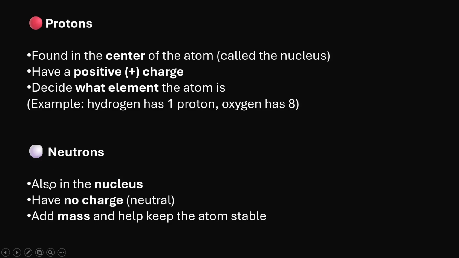Neutrons, also in the nucleus, have no charge, they are neutral, add mass and keep the atom stable. They have mass which makes protons and neutrons stable. If an atom is not stable, it will become radioactive.